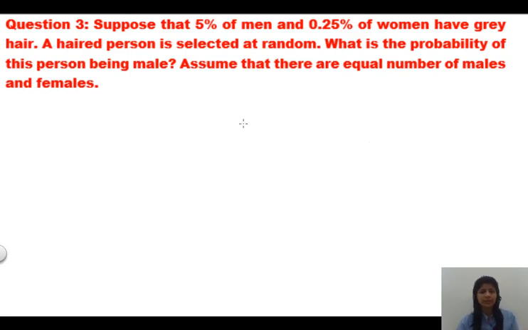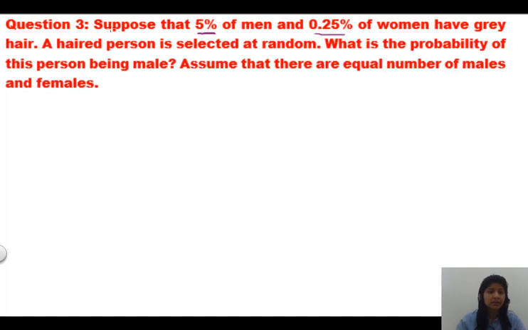Here is question number 3. Okay, so in this question, they have given us that 5% of men and 0.25% of women have gray hair. So you see, in the same statement, there are two pieces of information: being a man and having gray hair, being a woman and having gray hair, right? Two things in one statement.